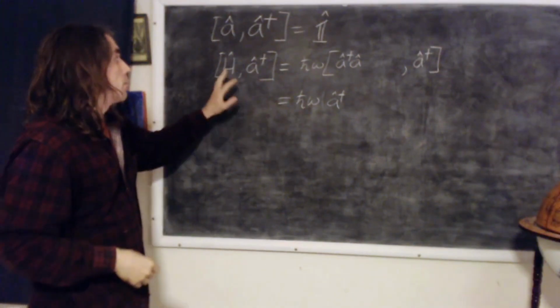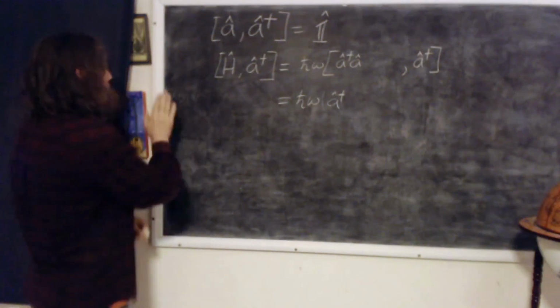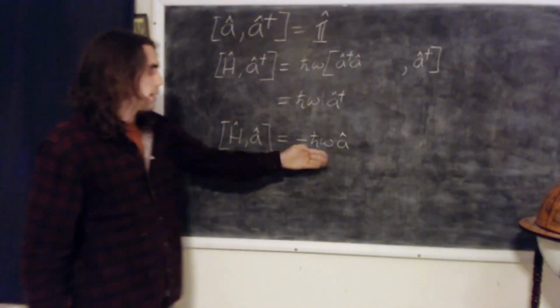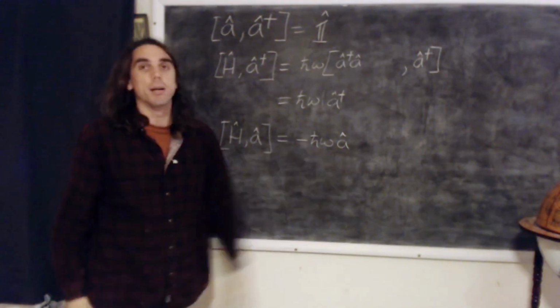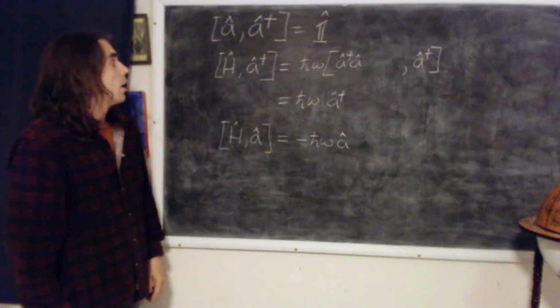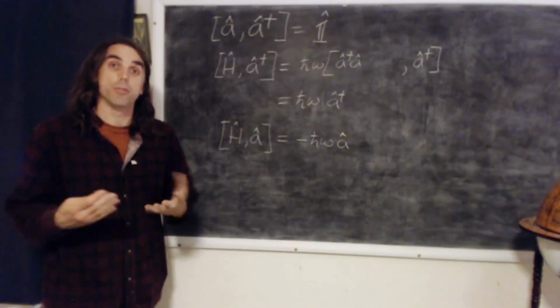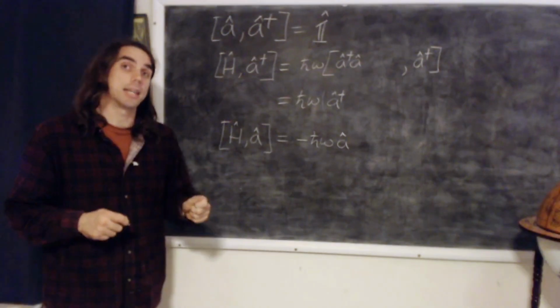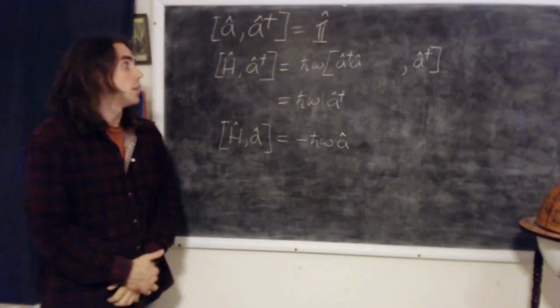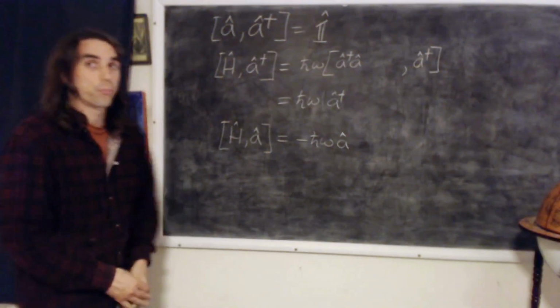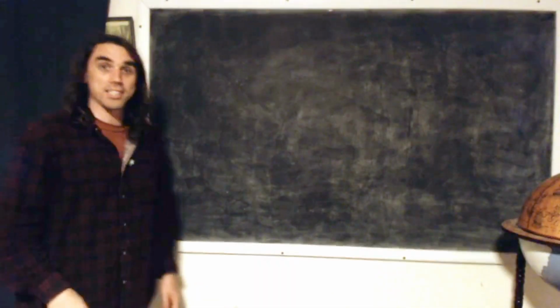Similarly for H with A, we find just minus h bar omega times A. Okay, so that's all well and good, but now we can use it to actually derive the full set of solutions for the energy eigenstates and the energy eigenvalues. So let's do that now. Actually, let's do it in the next video.